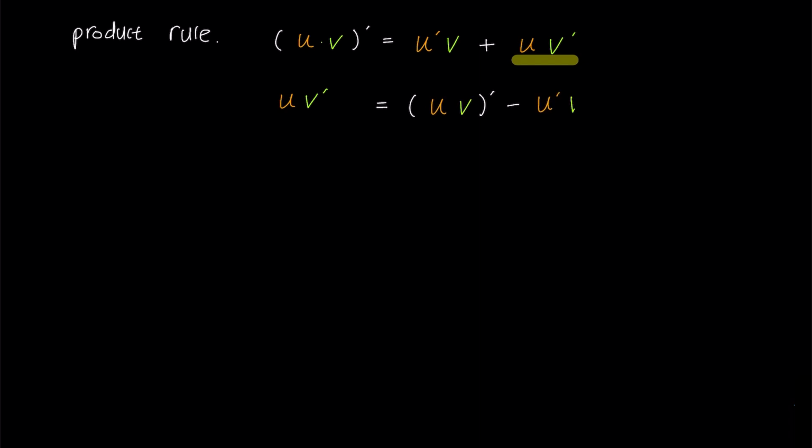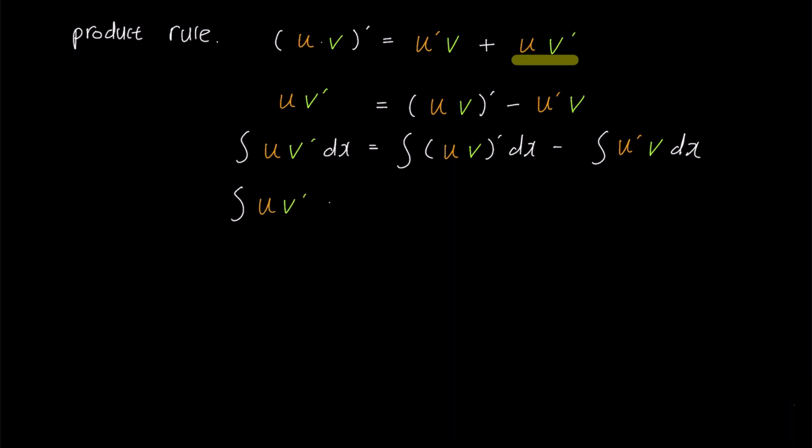Then if we integrate both sides with respect to x, the left side becomes integral uv prime dx, and the right side becomes integral (uv)' dx minus integral u prime v dx. However, the integral of (uv)' dx in the middle can be simplified as just uv since it's integrating a term that has been differentiated with respect to x. Okay, so this is the formula for integration by parts that we'll use from now on.